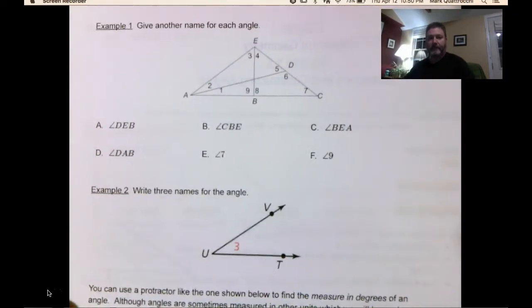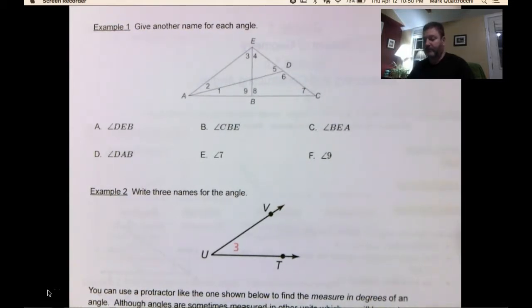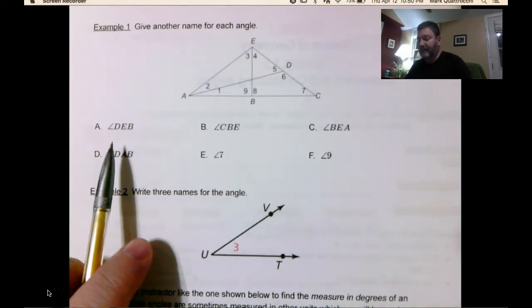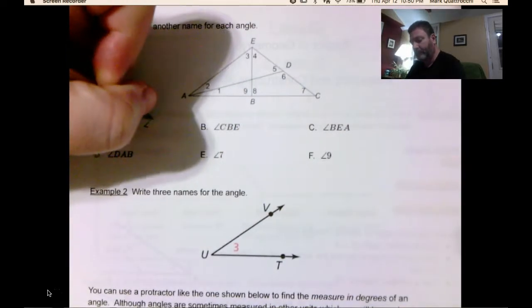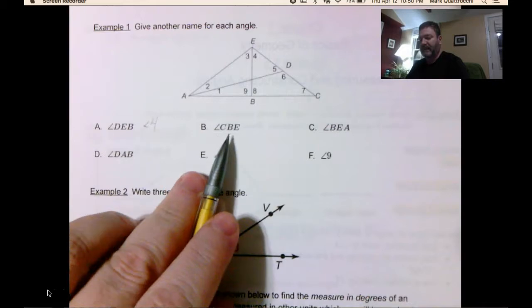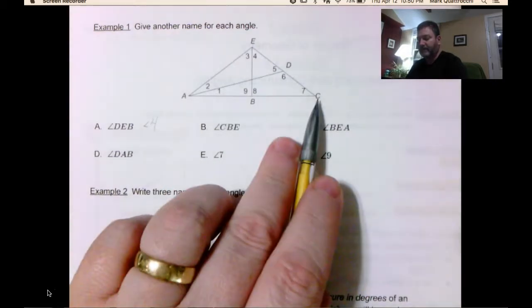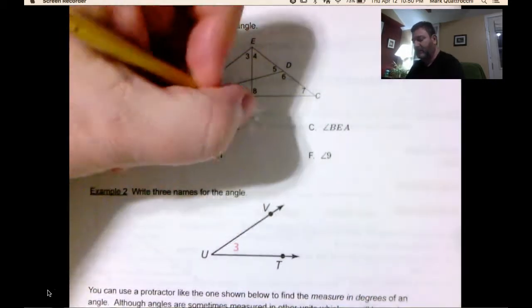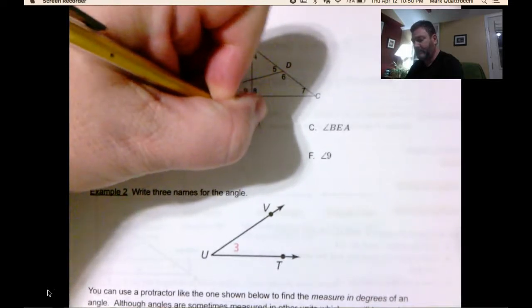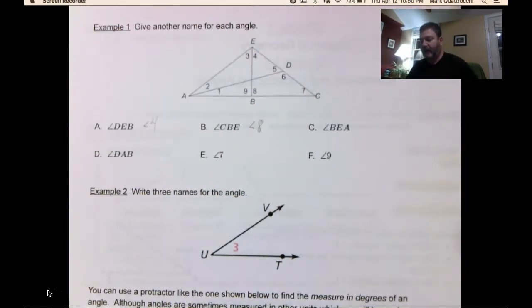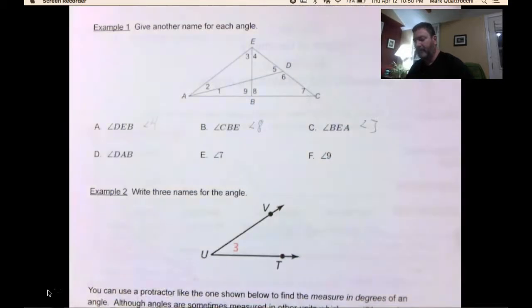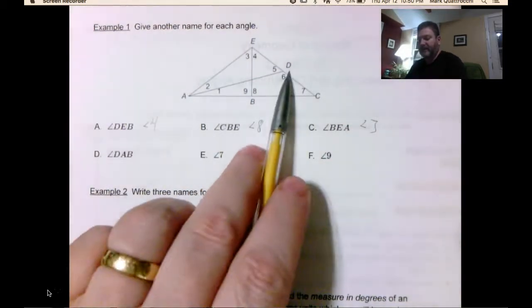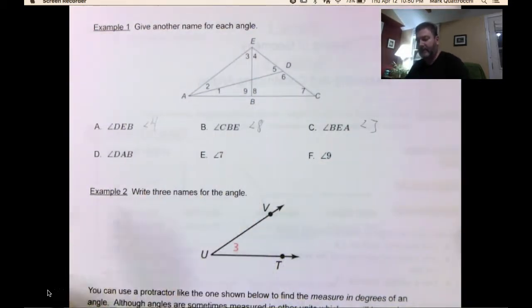Example 1, give another name for each angle. So angle DEB is angle 4. Angle CBE is angle 8. Angle BEA is angle 3. Angle DAB is angle 1.